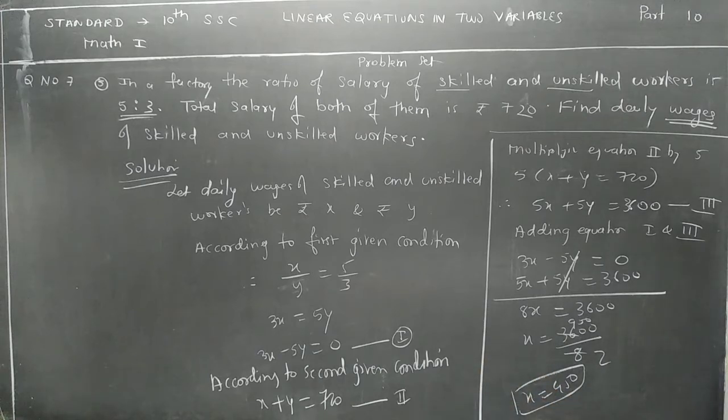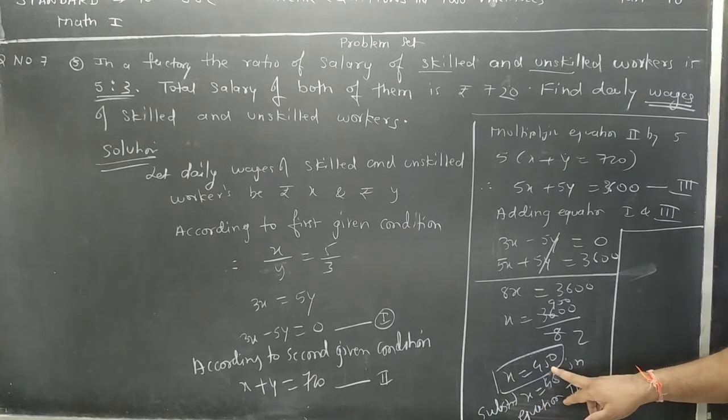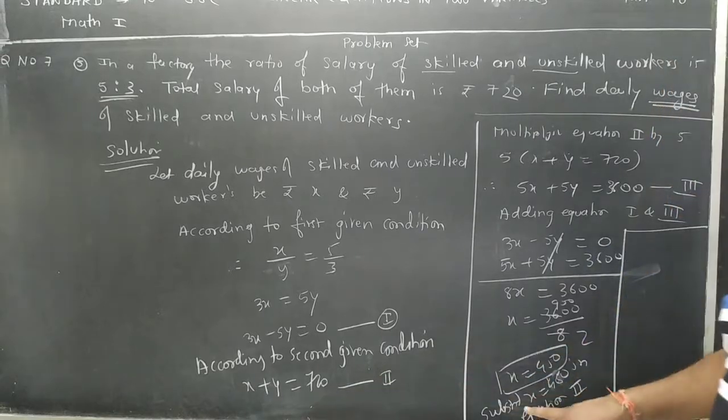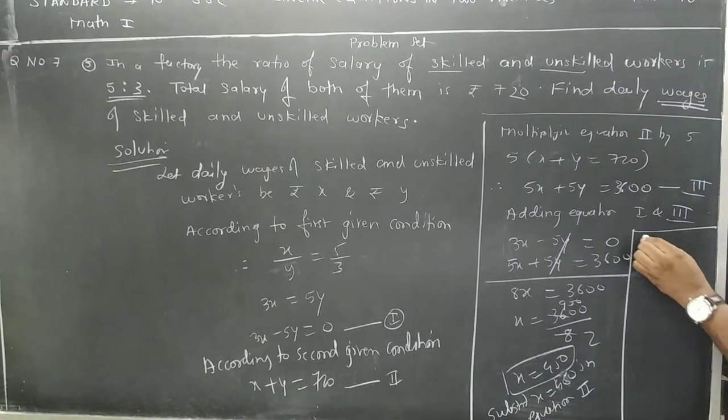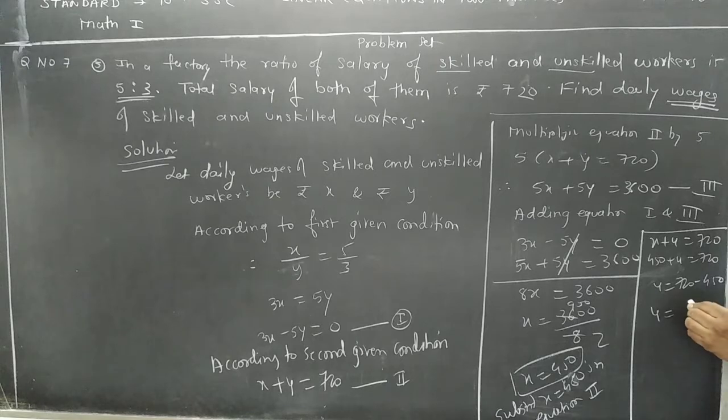Is it right? So what you are going to do? Substitute x is equal to 450. So substituting 450 in equation 2, x plus y is equal to 720. So 450 plus y is equal to 720, y is equal to 720 minus 450, y is equal to 270 rupees. Have you understood this? So we are going to write daily wages of, what do you have to write?